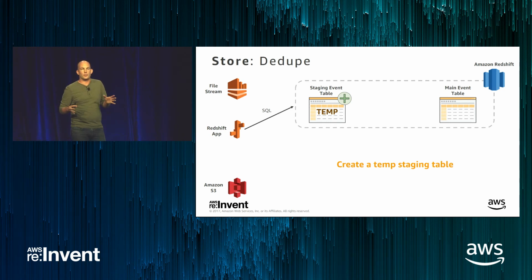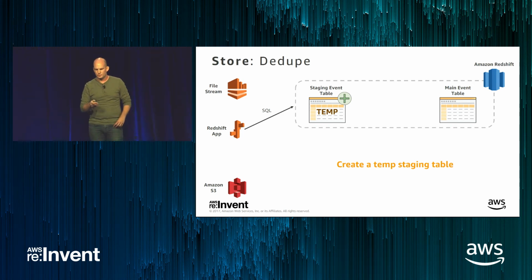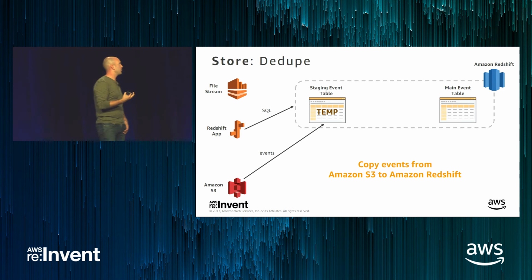And for now, we're not going to worry about duplicates. We just want to get the data into Redshift, and then we'll deal with it. So we're going to create this empty temporary staging table. Looks a lot like our main event table. And then we're going to use that copy command that we mentioned previously to get all the data out of the Redshift app and into that table.